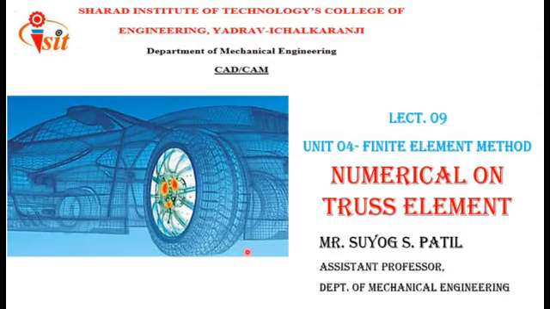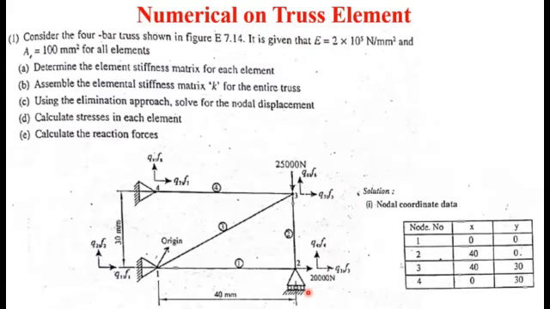Today we are going to see one numerical based on this truss element. In the previous lecture we have seen the development of the elemental equations for this truss, and so now we will see the numerical. So this is the first numerical. Consider the 4-bar truss shown in the figure.